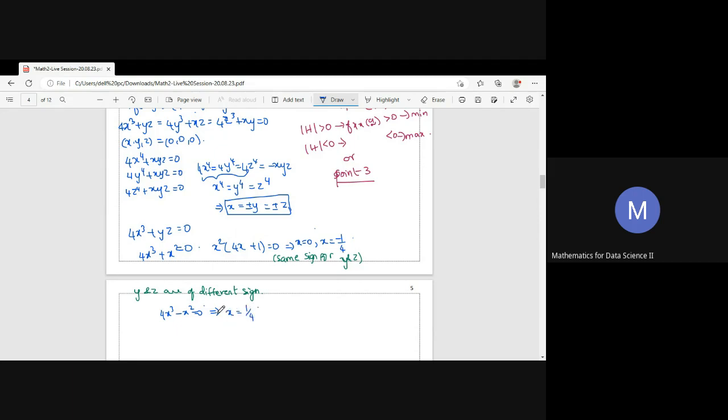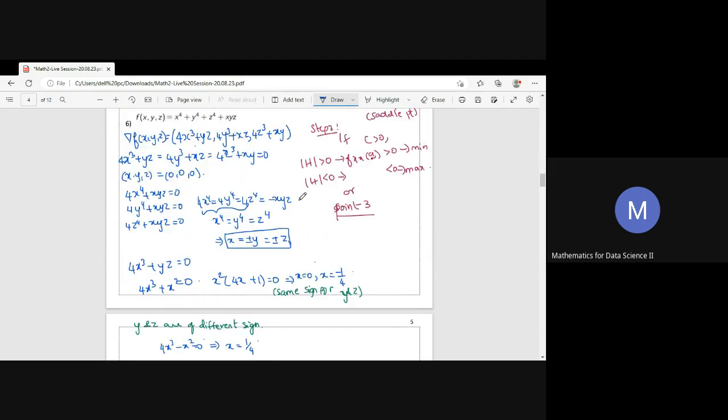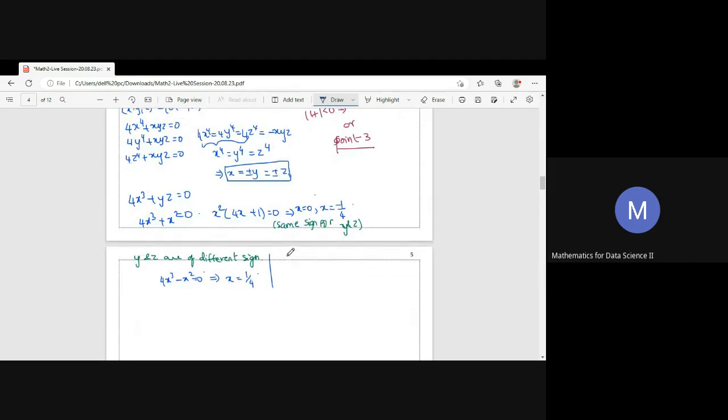Now the same way you can calculate the values for the other variables also. You are going to get similar equations. For example, if you consider 4y cube plus xz equal to 0 and substitute x is equal to plus or minus y and z is equal to plus or minus y, then again you end up with an equation like 4y cube plus or minus y squared equal to 0. So you end up with y is equal to plus or minus 1 by 4. The same you are going to get for z also. So these are the solutions we have obtained.